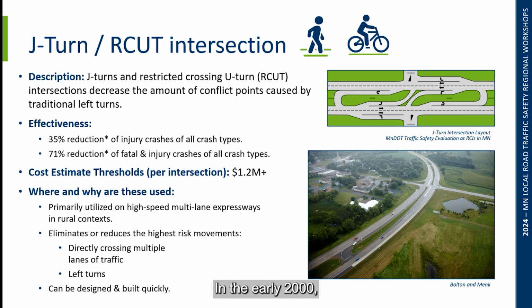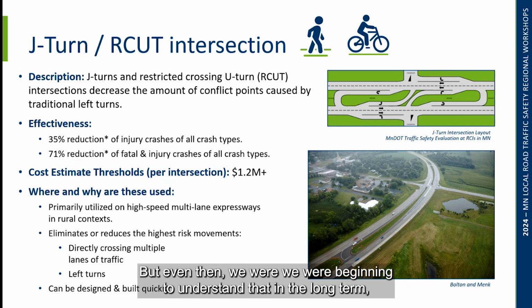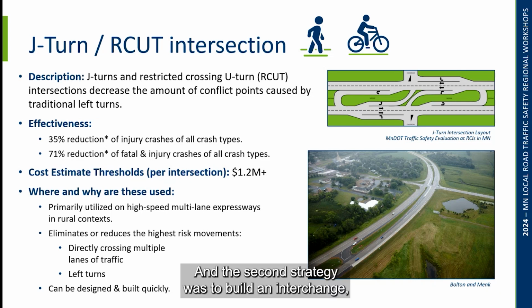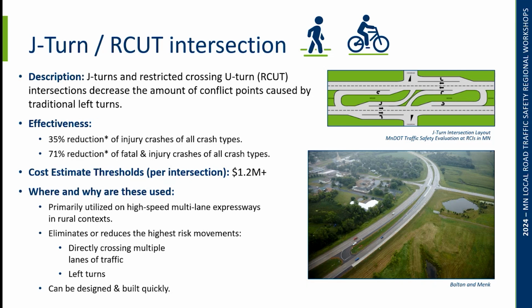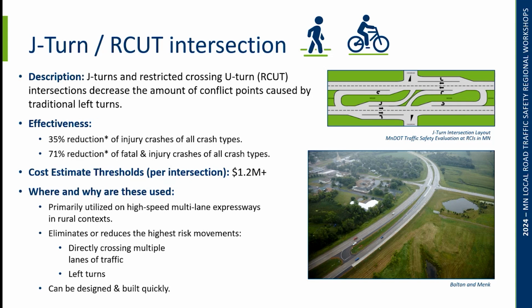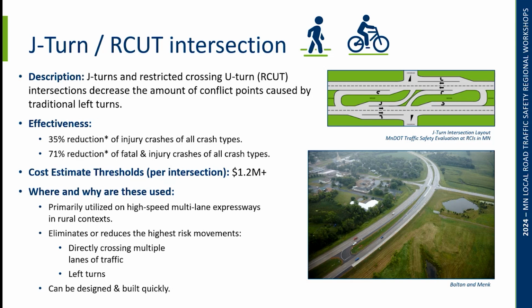In the early 2000s, only two potential strategies were available to address these right angle crashes. Traffic signals, but even then we were beginning to understand that in the long term, traffic signals did not really improve safety at these kinds of intersections. And the second strategy was to build an interchange, but with a $25 million price tag, interchanges could not be widely deployed using the very limited highway safety funds that were available.